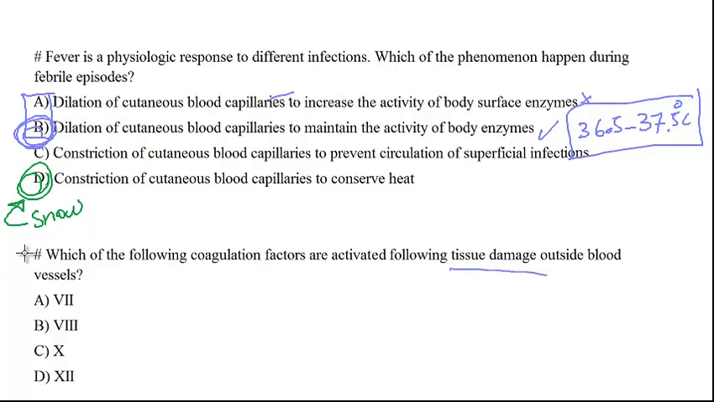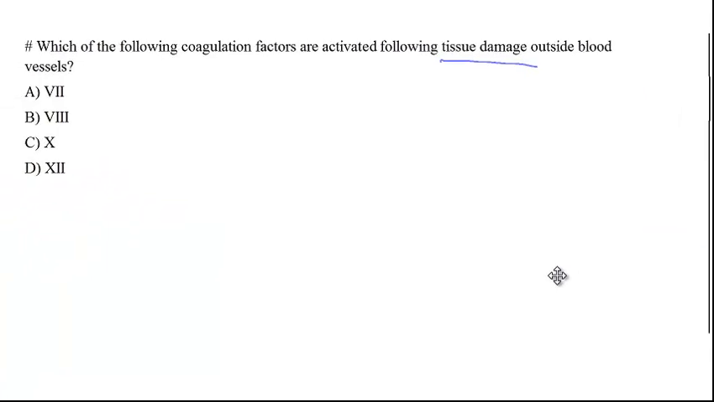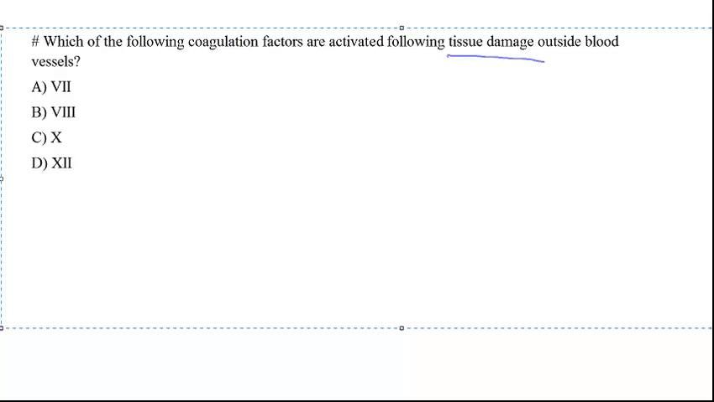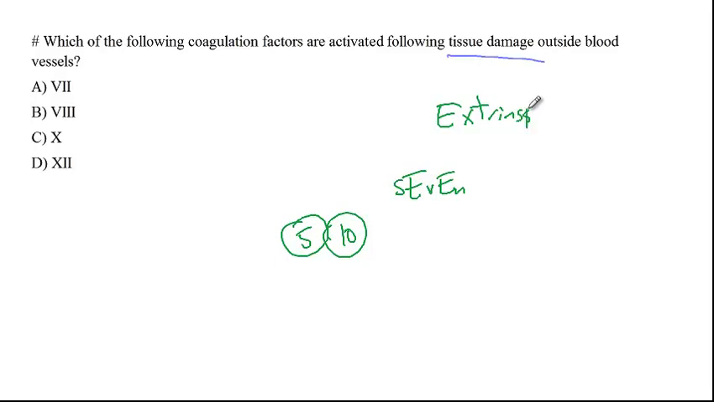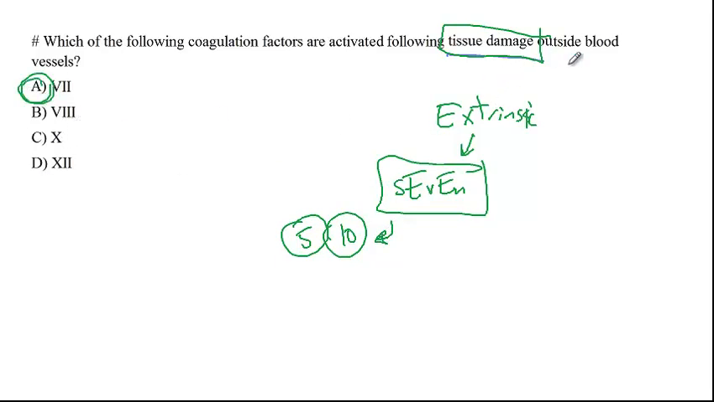And then moving on to the final question. All right, which of the following factors is activated by tissue damage? So this is an easy question. We just discussed factor 5 and 10 are common pathway. We have factor 7 for the extrinsic pathway, where there is damage outside the blood vessels, or in other words, there is tissue damage. So therefore, factor 7 is being activated by the tissue damage outside the blood vessels, and choice A would be the correct answer.